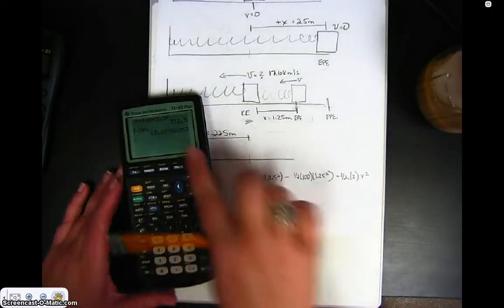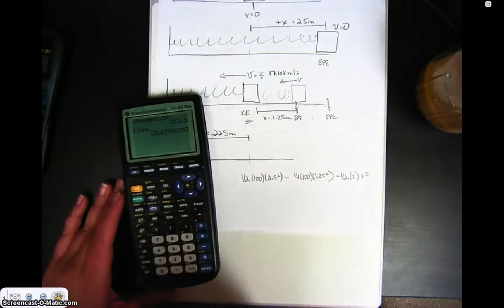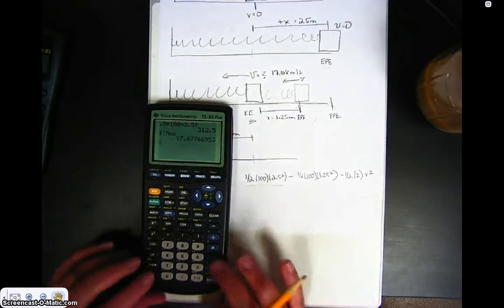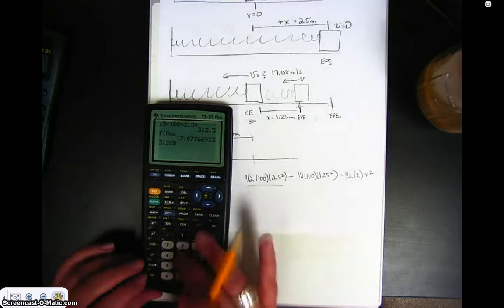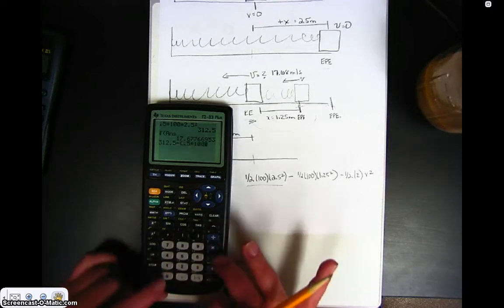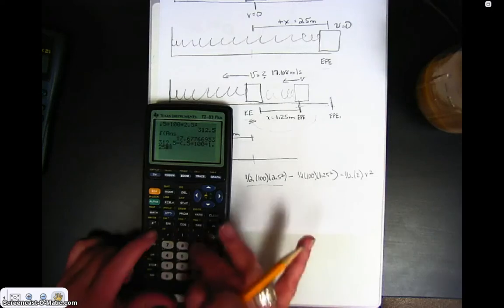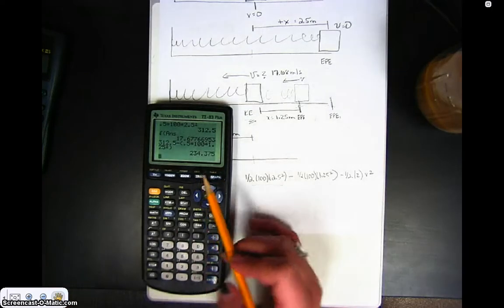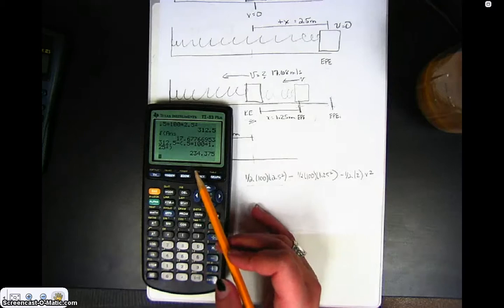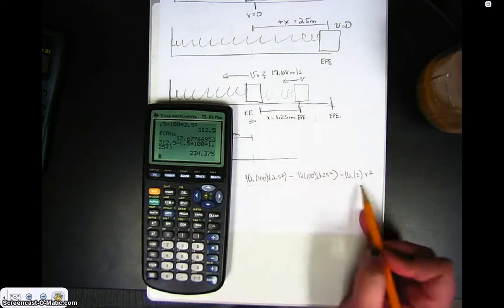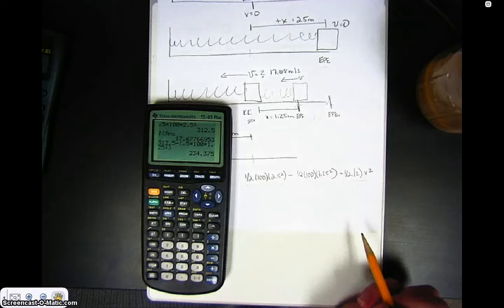So let's see, I've already got this 312.5 for this value calculated in my calculator, so we're just going to take that and we're going to subtract, and we'll do parentheses, 0.5 times 100 times 1.25 squared. And I get 234 joules. So that's the number of joules that has been lost from the elastic potential energy or has been gained and been converted to kinetic energy.